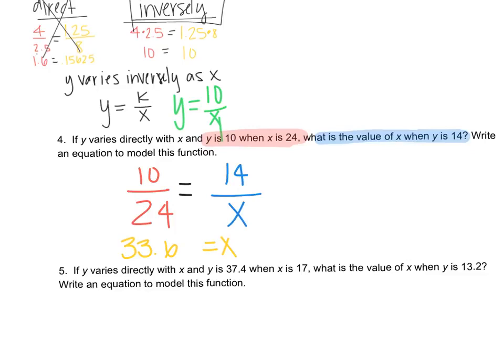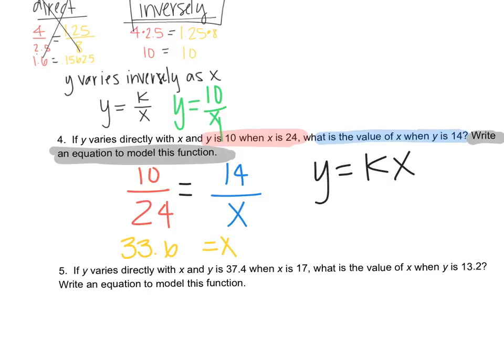But that's not all the problem asks us for. What else did the question ask us to do? Write an equation to model this function. So my equation is y equals kx. That's what my equation is supposed to look like. How do I find k for direct variation? What did it tell us? Y divided by x.